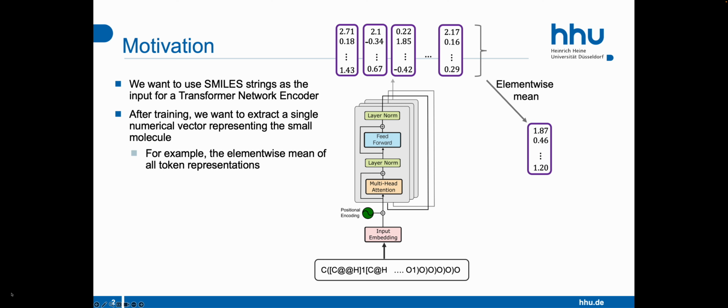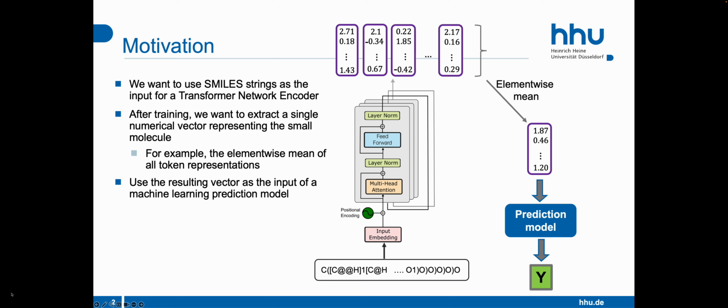After model training, we want to extract a single numerical vector with a lot of meaningful information about the small molecule. We can achieve this by, for example, taking the element-wise mean of all updated token representations after our pre-training. Alternatively, we could also first fine-tune the pre-trained model for a specific task of interest in a similar way as discussed for protein language models. Afterwards, we can use the resulting vectors as the input for machine learning prediction models to predict a property for small molecules.